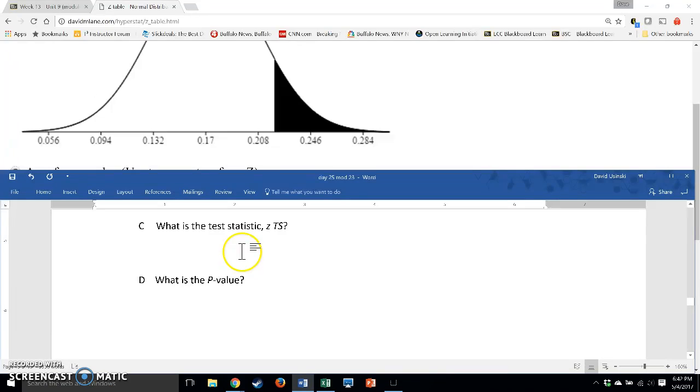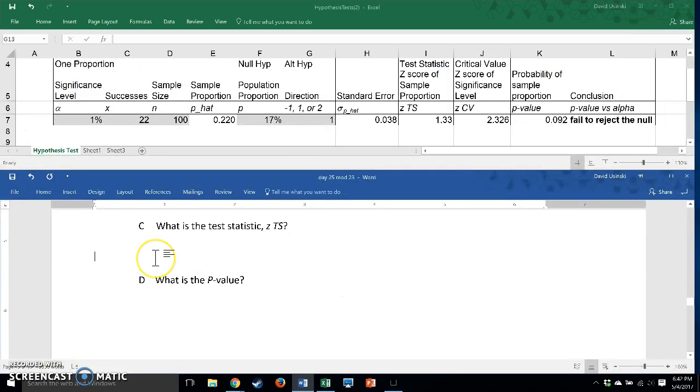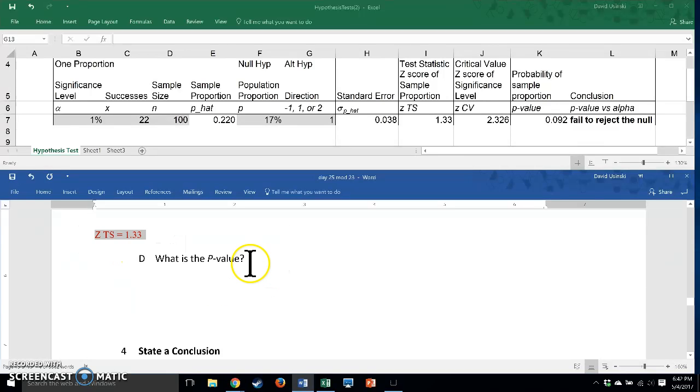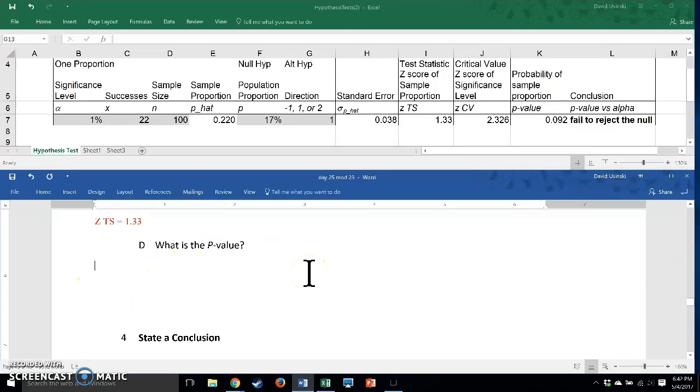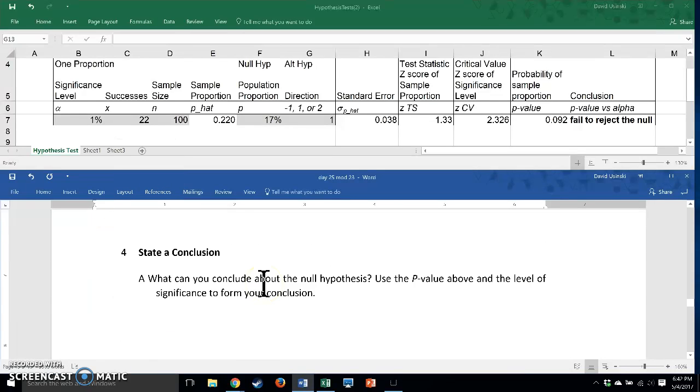So what is the test statistic? ZTS is equal to, and again, that's another complicated formula, 1.33, which basically means that my sample was 1.3 standard deviations away from the mean if the 17% is still true. What is the p-value? The p-value is equal to 0.092, which is the probability of achieving a sample of this value or more extreme if the null hypothesis were true. So let's state a conclusion.